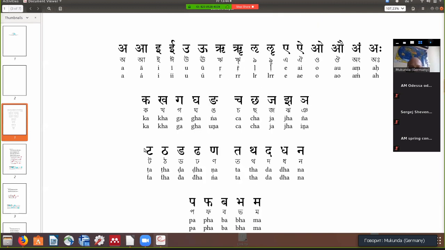So we start with the vowels. There we have always a long and a short one.